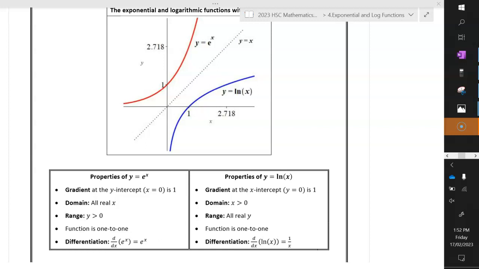y equals log of x. The gradient at the x-intercept, which is here, is also 1 because it's the same gradient as we would have on e to the x. Our domain is x greater than 0 because our asymptote becomes the y-axis. And when we differentiate log of x, we get 1 over x. We haven't done that yet. That's still to come. We'll do that in the next few lessons.